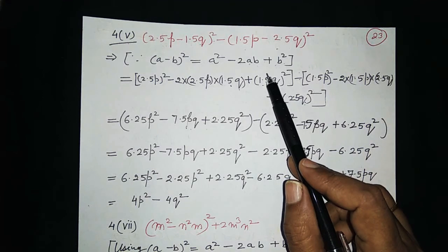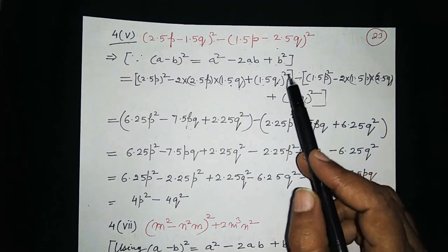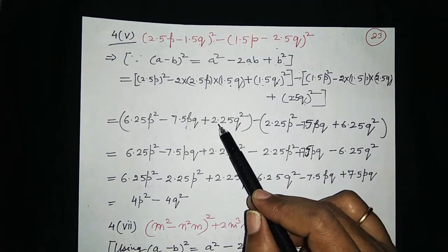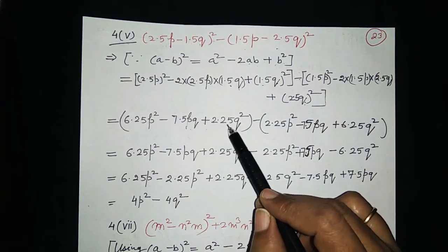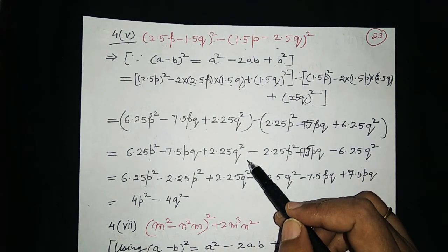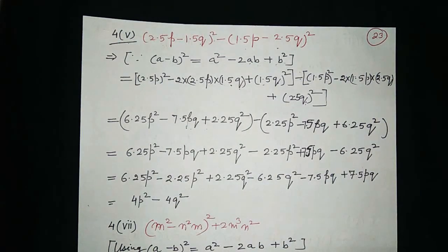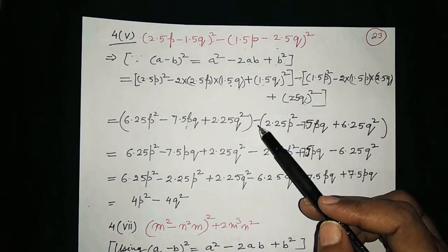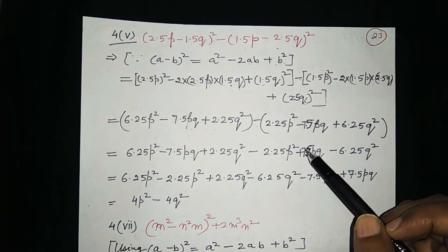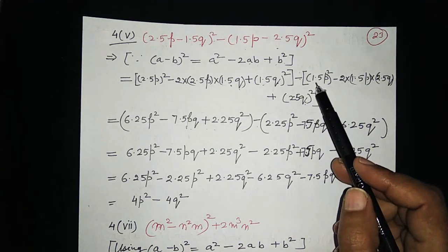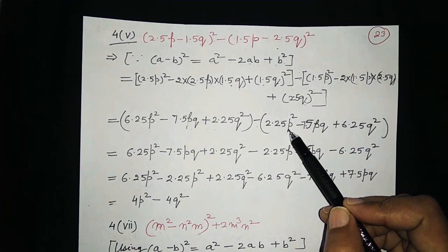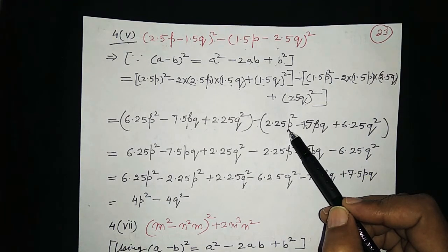Students, 15 into 15, what? 225. If you multiply 1.5 by 1.5, what will you get? You will get 2.25. And here q square you will write. Here this thing we will write in bracket. Now we will put this minus sign. Just like this we will open this bracket also. Here 1.5p whole square. For this we will write 2.25p square, just like this.